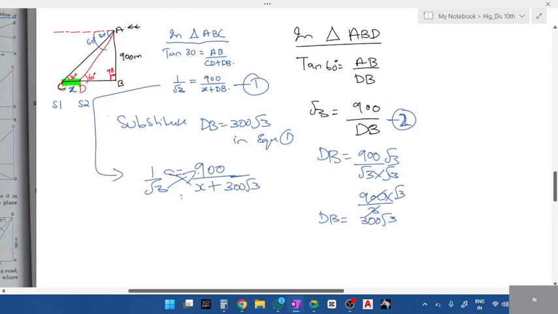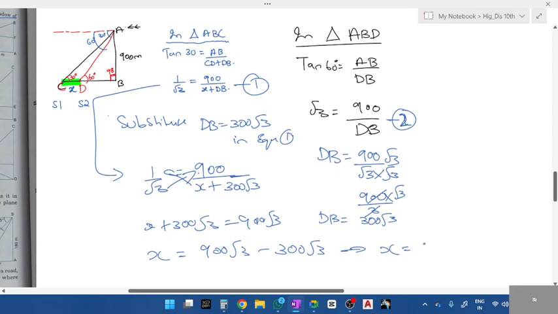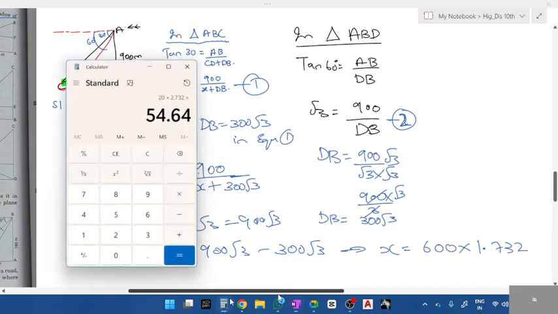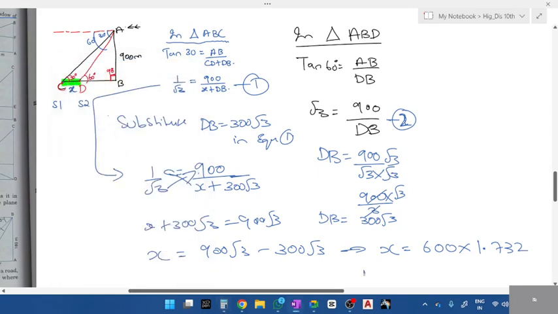Okay. This part I'll show. When you cross multiply, what do we get? X plus 300 root 3 is equals to 900 root 3. What are the like terms here? 900 root 3 minus 300 root 3. What's the value of x, students? 900 minus 300 is 600 into 1.732. Multiply this, you'll get the answer. What's the answer you got? 1039.2 meters.